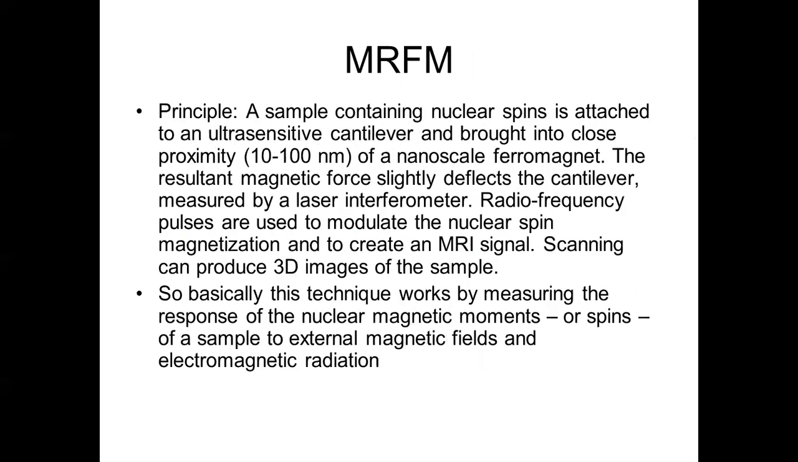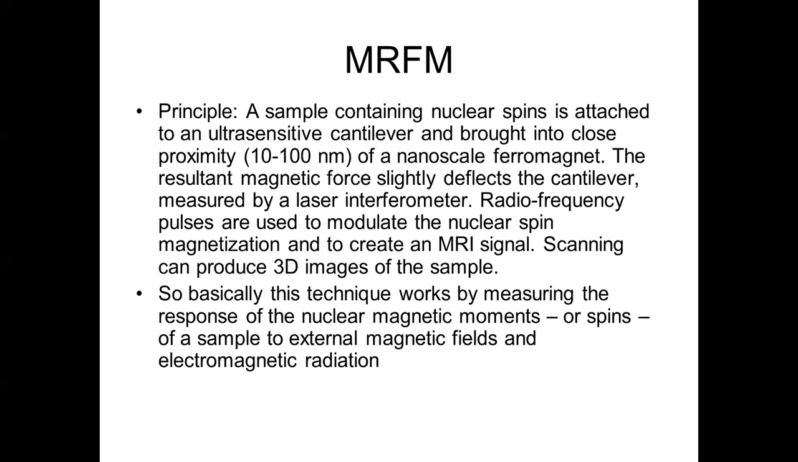So the principle for this application: a sample containing nuclear spins is attached to an ultrasensitive cantilever and brought into close proximity of a nanoscale ferromagnet. The resulting magnetic force slightly deflects the cantilever, measured by a laser interferometer. Radio frequency pulses are used to modulate the nuclear spin magnetization and to create an MRI signal. Scanning can produce 3D images of the sample.